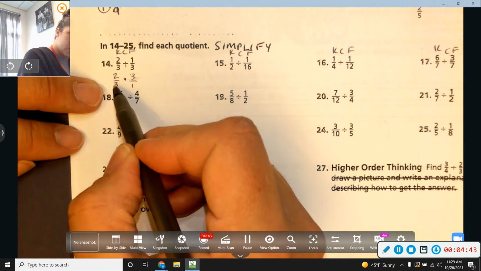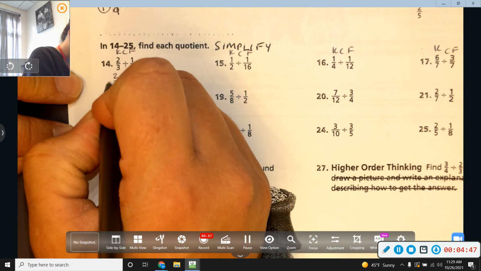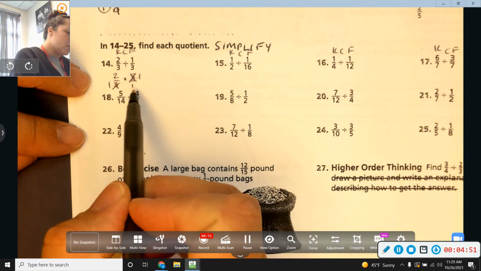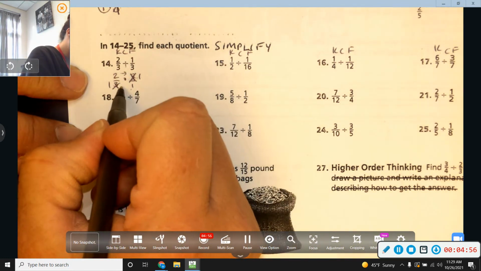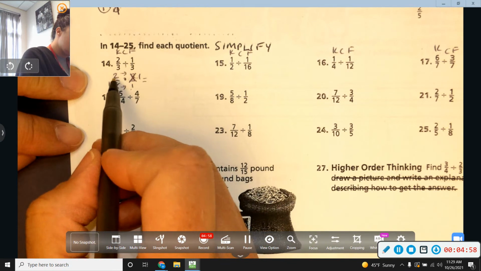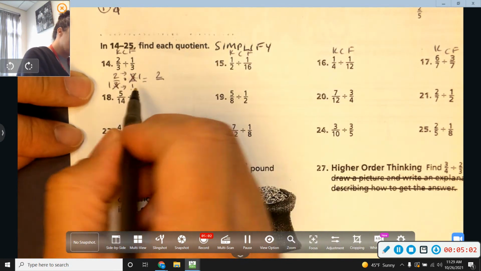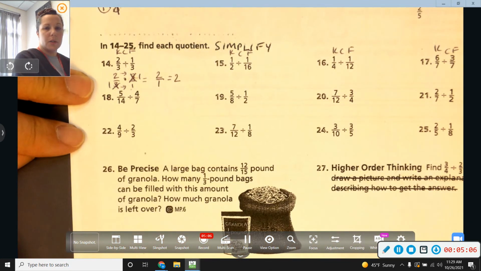I can reduce these 2 3's. When I have numbers that are the exact same, I cross them off and I make them 1's. Okay? I cannot reduce 2 and 1 because 1 is as low as it goes. So now I just multiply straight across. 2 times 1 is 2. 1 times 1 is 1. 2 over 1 is simply 2.